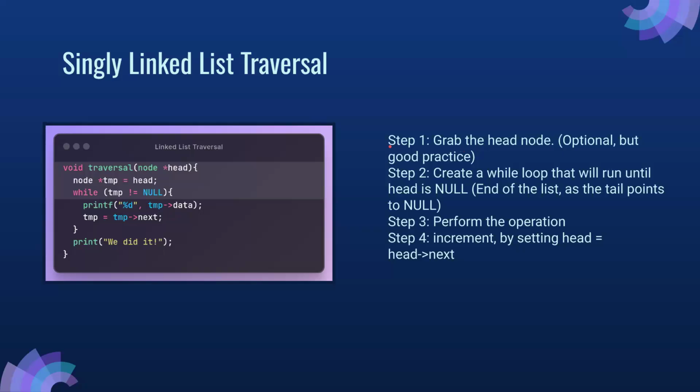First thing you want to do, it's optional, but it is good practice, is to create a temporary node of the head's address. At that point, you're going to loop until it equals null. This is basically saying we're at the end of the list, so EOL, right? And then we can do whatever operation we want in this part of the code right here.